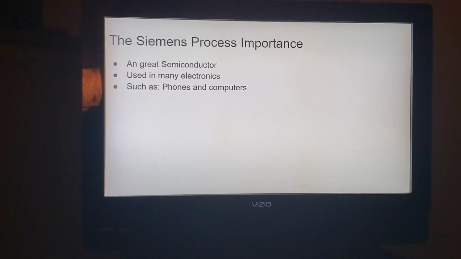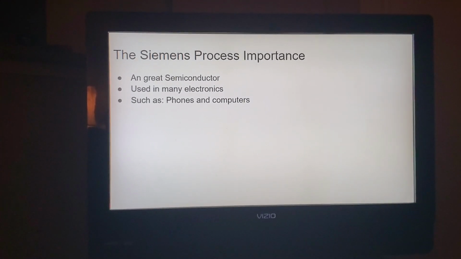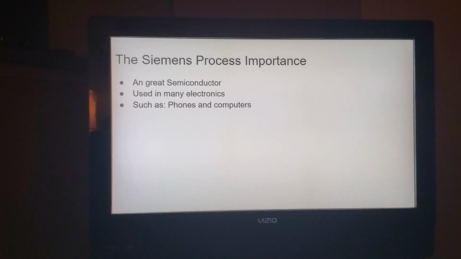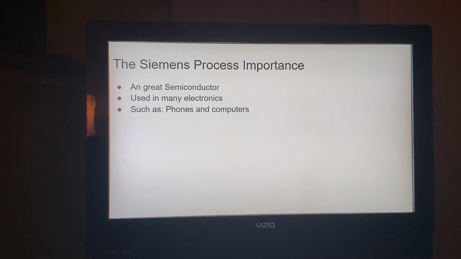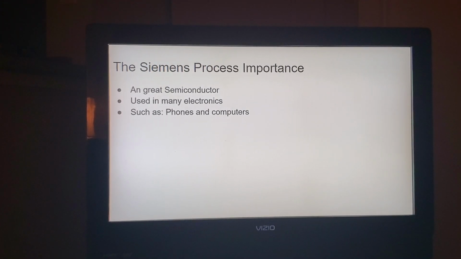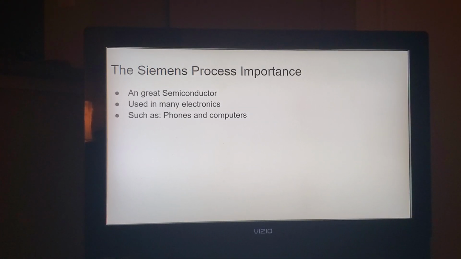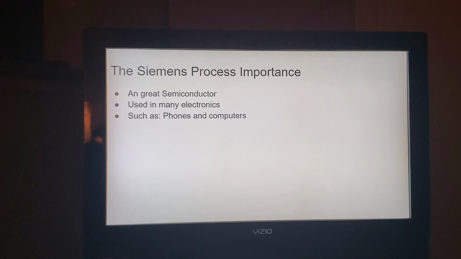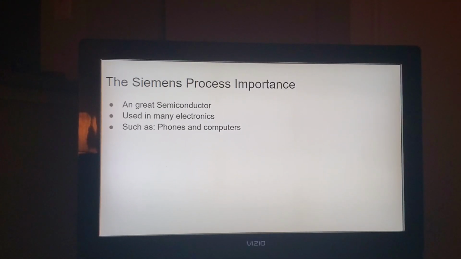The importance of the Siemens process in today's world is that the electronic grade silicon is used for many of today's microelectronics because it's an excellent semiconductor. Most of the semiconductors that are used today you can mostly see in your cell phones, computers, and many other devices like that.